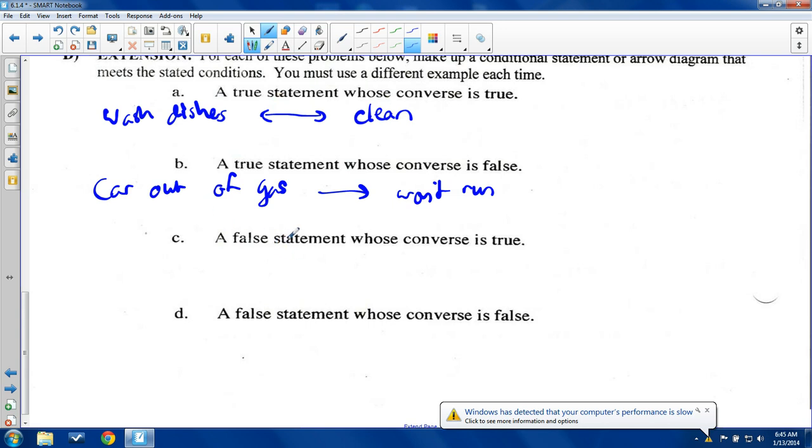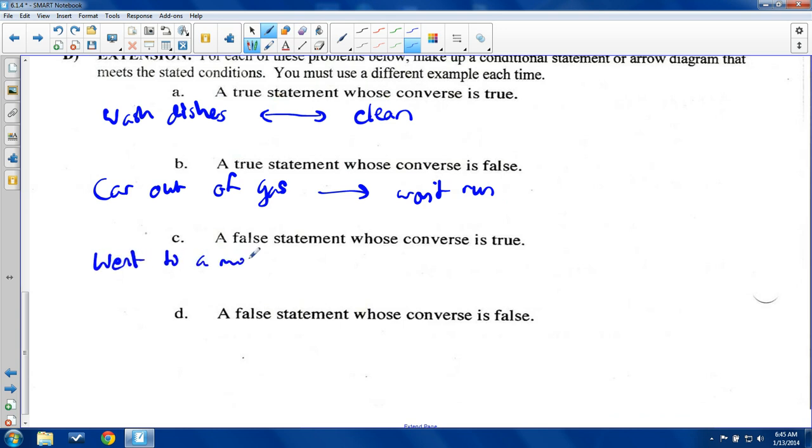Okay, a false statement whose converse is true. So this is kind of one where you might want to start with the thing that you would think about as a converse first and then just switch it around. So for instance, let's do a different example though. How about, gosh, I'm already running out of ideas. If I went to a movie, there's the train. Does that mean I paid for the ticket?